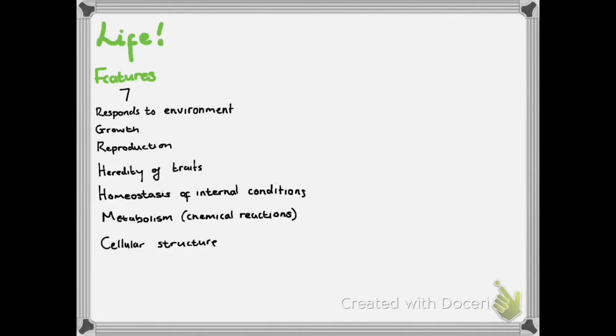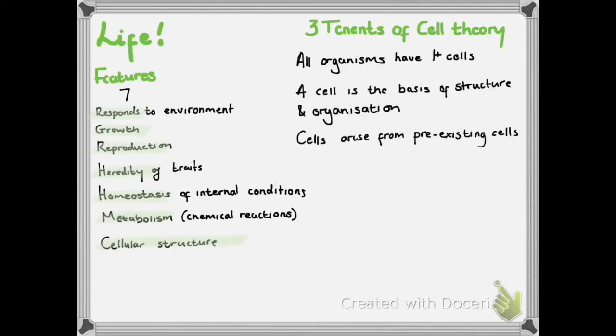And with these offspring, there's the heredity of traits, or inheritance of traits. Then we've got the idea that they'll go through homeostasis to control their internal conditions. They can control these internal conditions through metabolism, which is chemical reactions such as your respiration. And then we've got the idea that they all have the same basic cellular structure, although there are some differences between them. Now we'll go over the 3 tenets of the currently accepted cell theory.